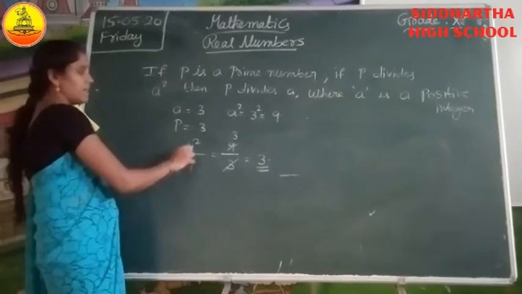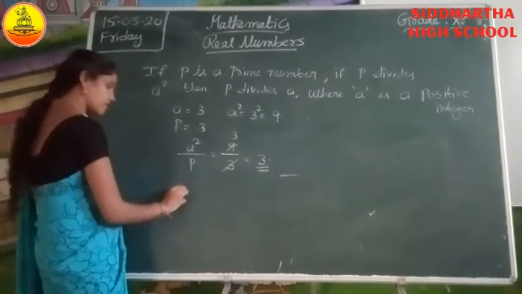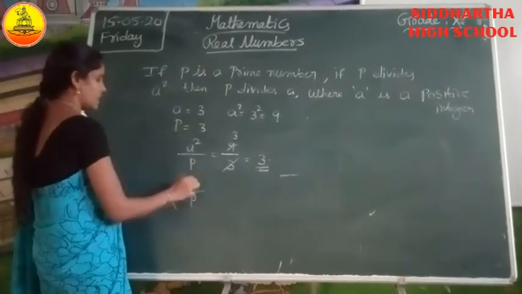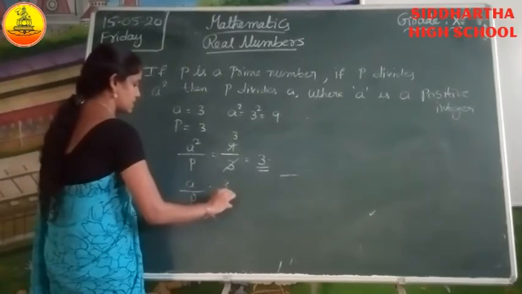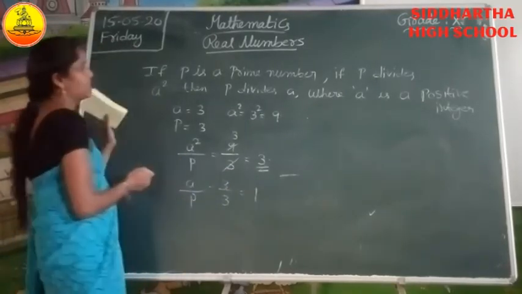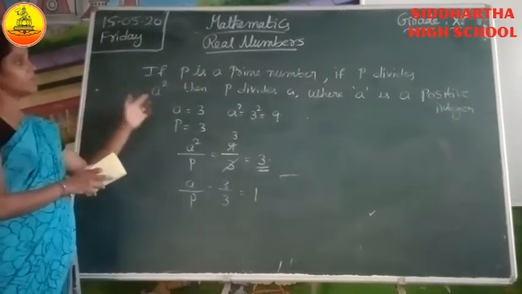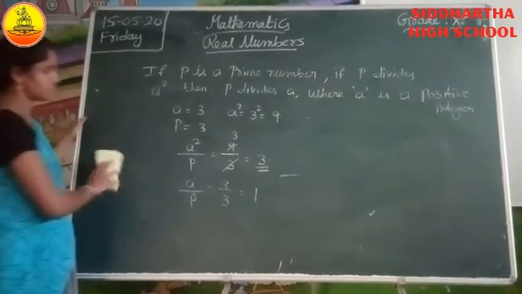That means p divides a square here. Then p divides a also. What is a here? 3. You see 3 by 3. How much? 1. That is the theorem. This theorem we are going to use in that sum. Okay.